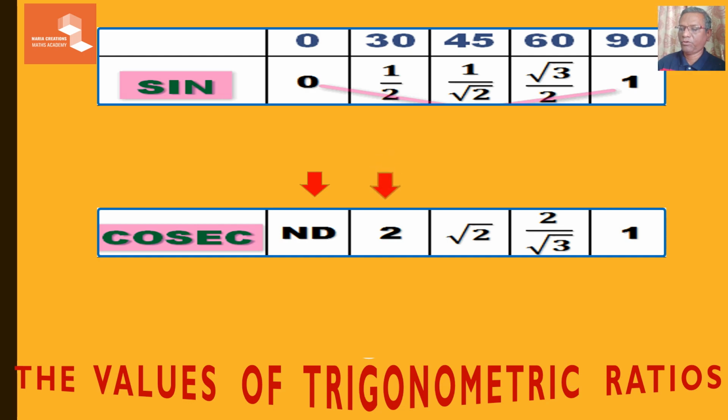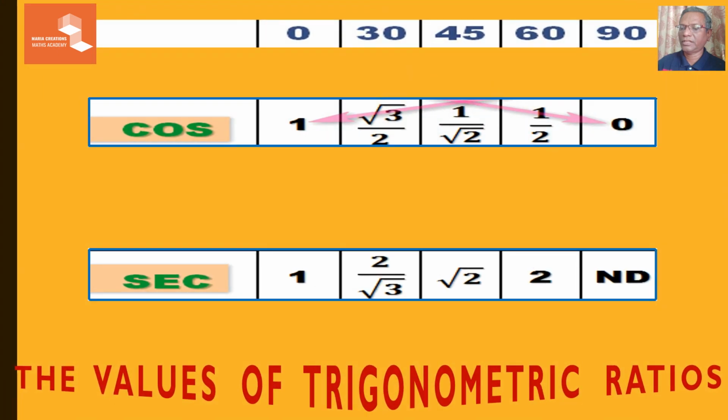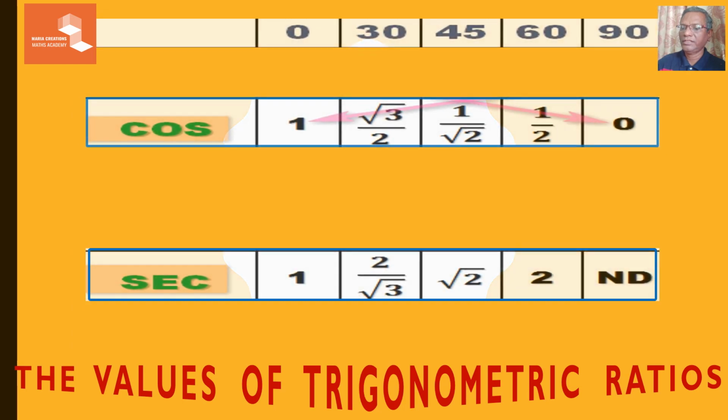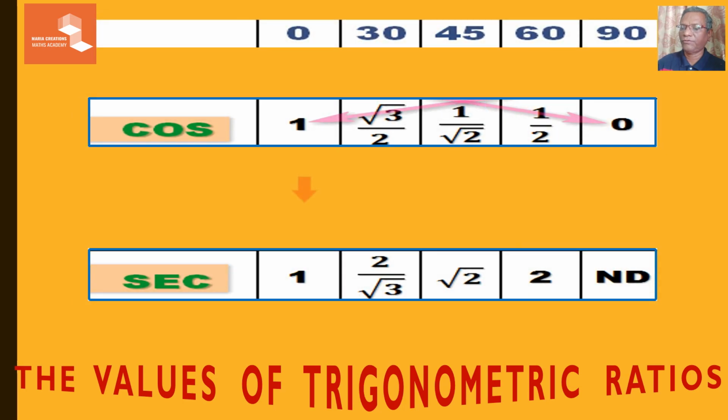That is the reciprocal of 1 by 2. That is 2. Cosecant 45 degree is reciprocal of sine 45 degree. That is the reciprocal of 1 by root 2. That is root 2. Cosecant 60 degree is reciprocal of sine 60 degree. That is equal to reciprocal of root 3 by 2. That is equal to 2 by root 3. Cosecant 90 degree is reciprocal of sine 90 degree. That is reciprocal of 1. That is equal to 1. Similarly, secant function is reciprocal of cos function.